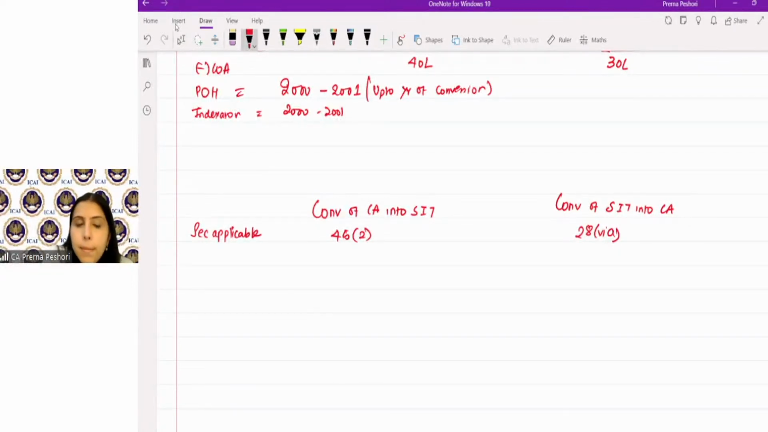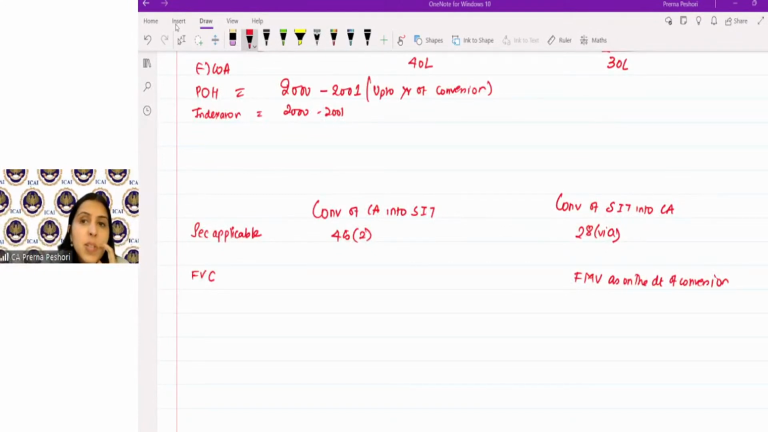Right? Now, when the stock in trade is converted into the capital asset, the fair market value, or you can write, let's write like this. Full value of consideration here will be FMV as on the date of conversion. This was in accordance with which rule? Very quickly.